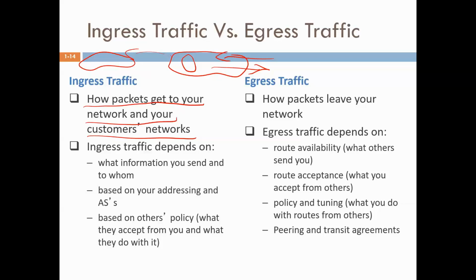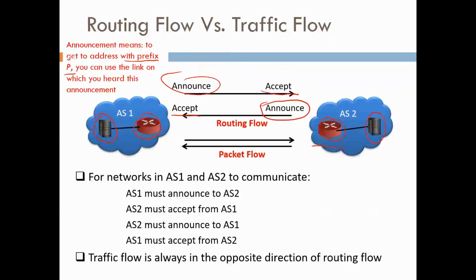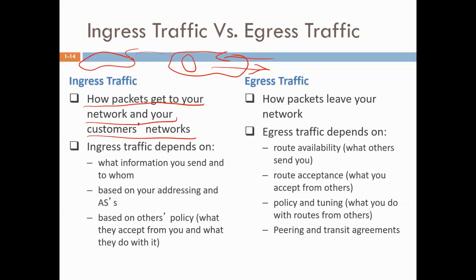Okay? So ingress traffic, what does it depend on? The traffic that is coming to you will be based on announcements that you have made. Remember from the slide, the traffic that is coming to you is in the opposite direction of the announcements that you make. So the ingress traffic is based on announcements that you make to the outside world. And so, what traffic gets sent to you? Well, that would depend on what you insert in these announcements. What are you announcing? What kind of addresses are you announcing? Whatever you announce, you will get the traffic for it.